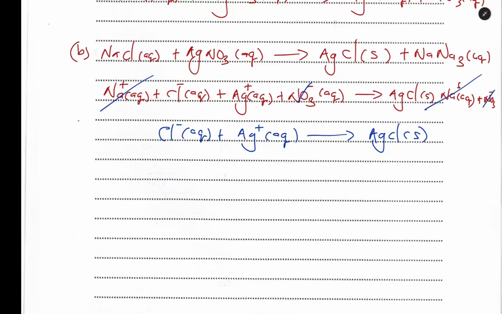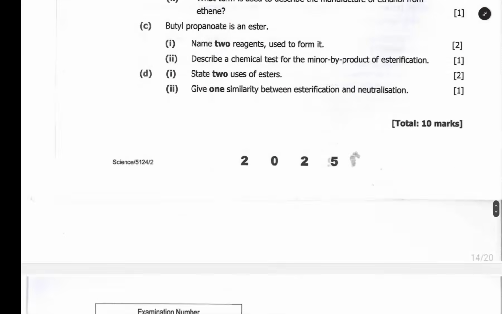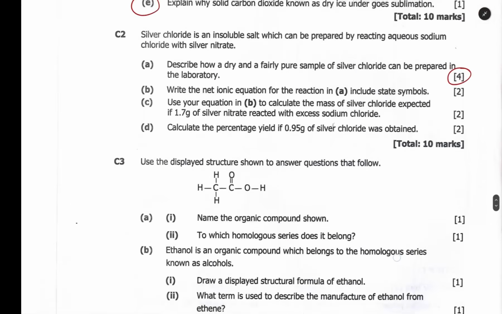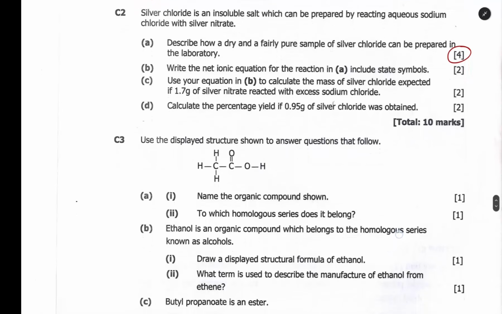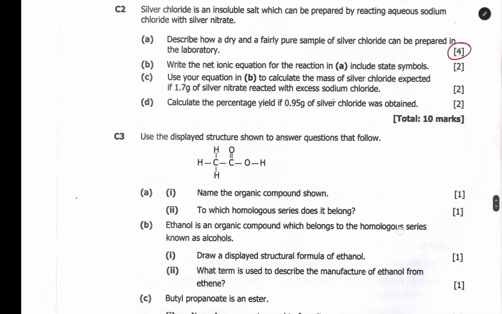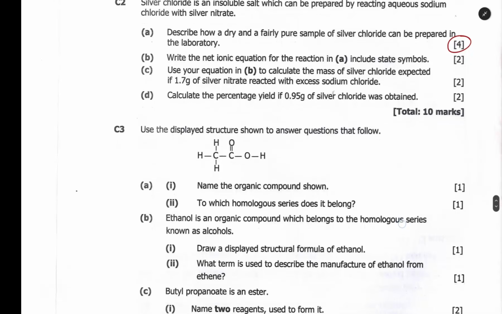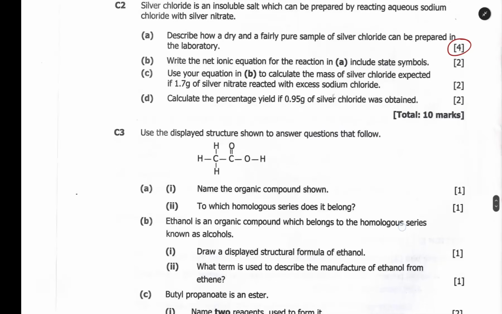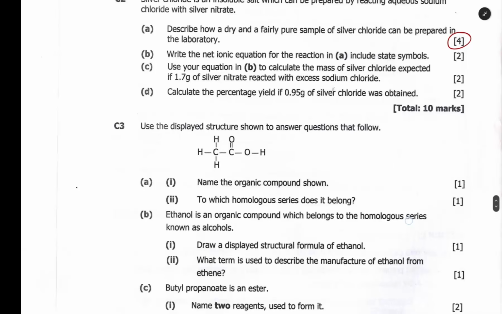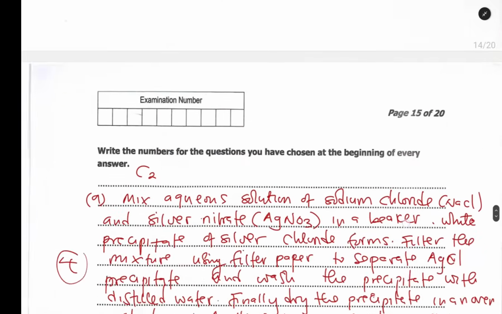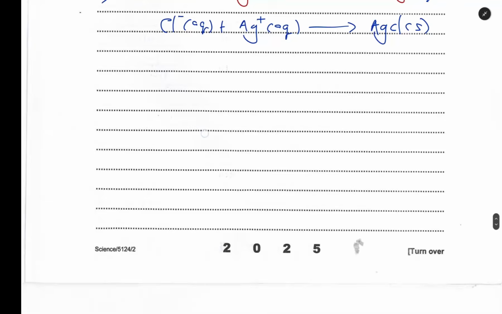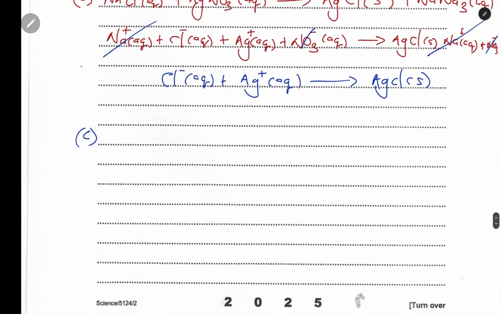All right, I guess there's no problem up to this point. We are going to question C now, of C2. Use your equation in B to calculate the mass of silver chloride expected if 1.7 gram of silver nitrate was reacted with excess sodium hydroxide. So expected, we are calculating the theoretical yield. So this is the question C.